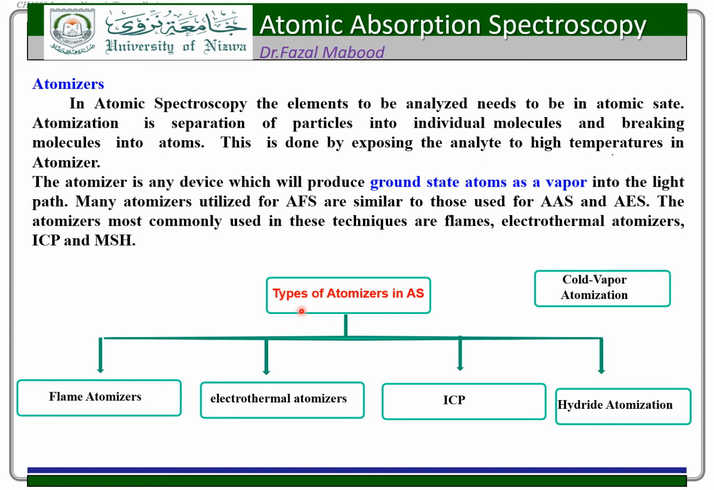Types of atomizer. In atomic spectroscopy, we are using different types of atomizer like flame atomizer, electrothermal atomizer, ICP inductively coupled plasma atomizers, and here you see the hydride generation atomizer.